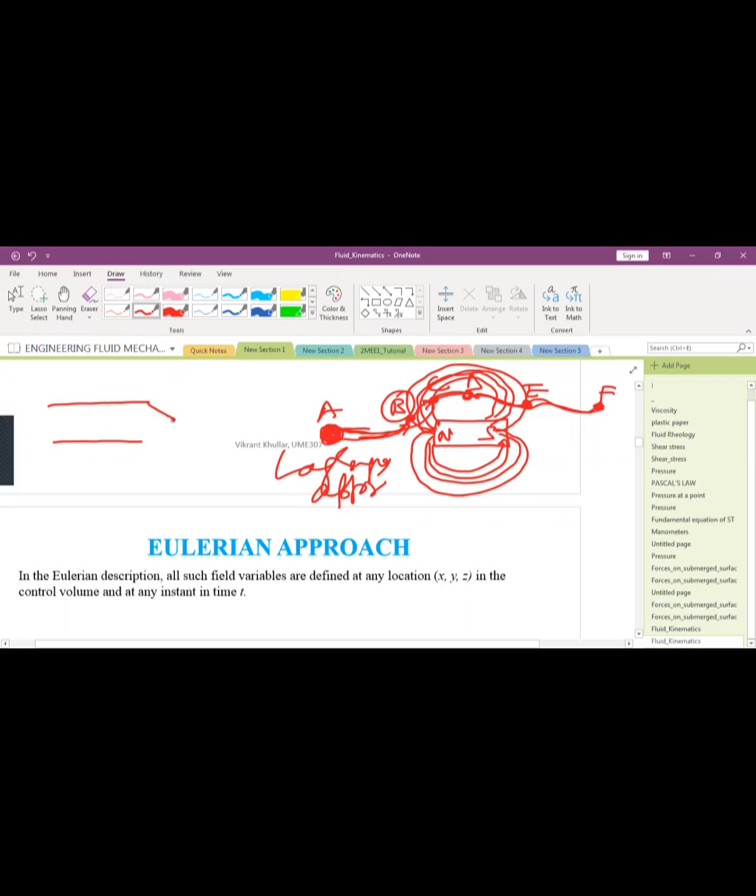One more example. So this is a nozzle. Fluid is flowing in this nozzle.